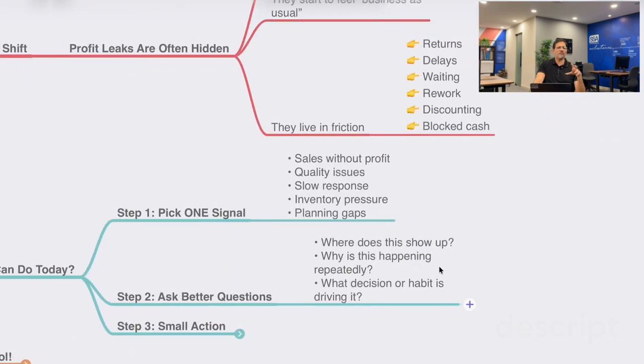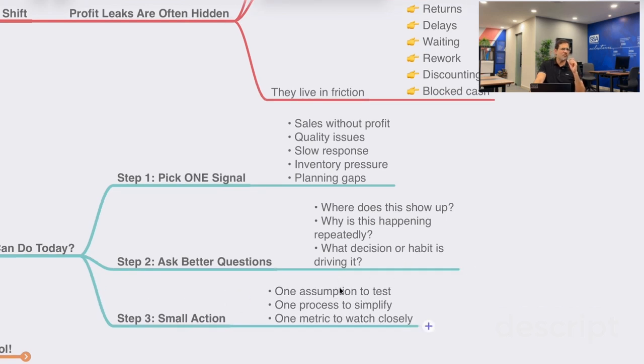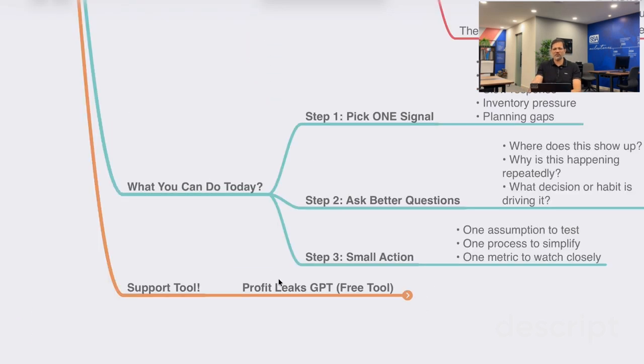And start by asking better questions. Become a bit of a detective in your own business. Ask the questions like the 5W and 1H: where, what, why, how, who, and then try to peel the layers of complexity until you feel you are making progress in understanding what is causing this symptom. And start by taking a small action. One assumption to test, one process to simplify, one metric to watch closely. You can do this yourself.